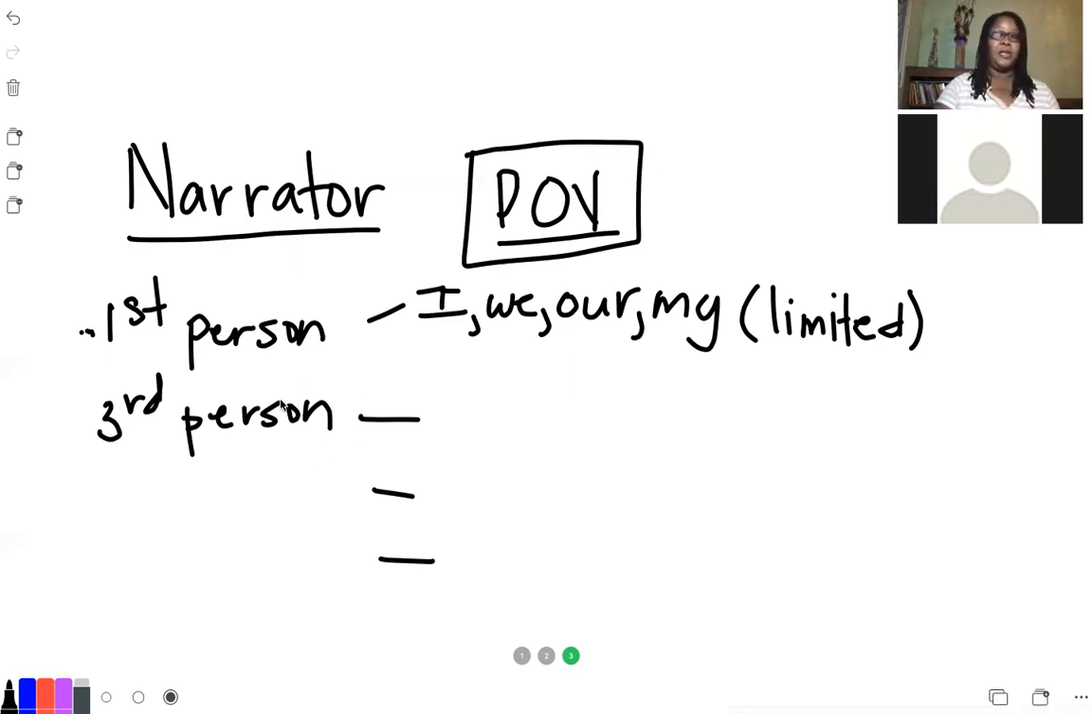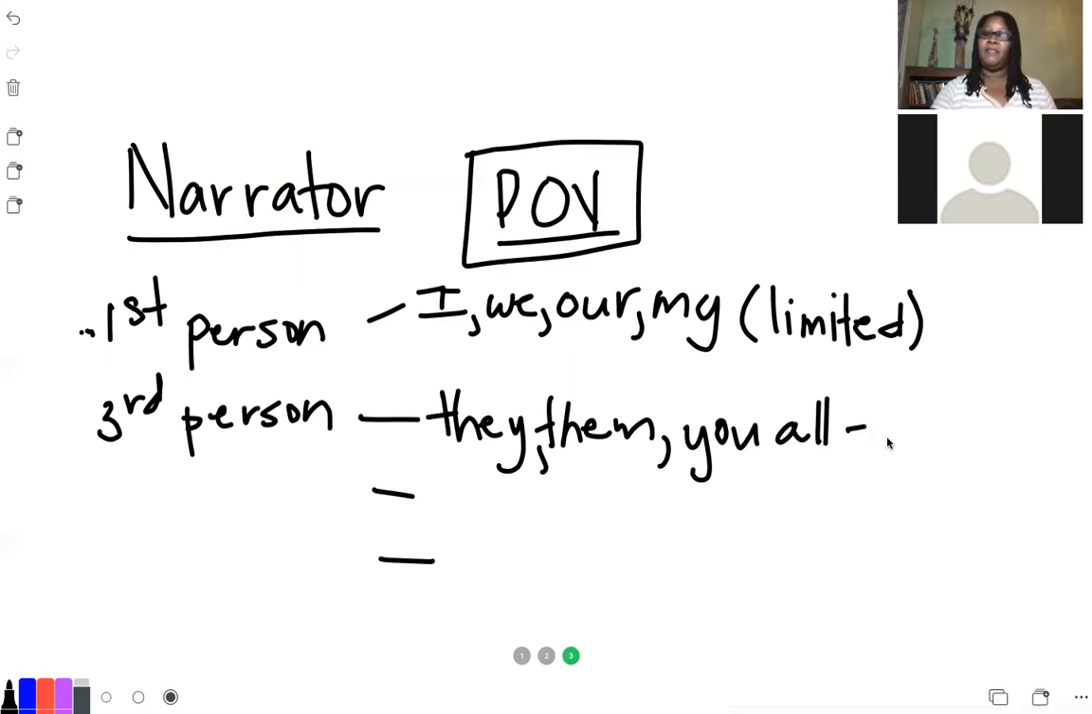Now, the third person narrator, this is where we get into the they, them, you all. And this is called the omniscient narrator. Omniscient means all knowing. So this is the narrator who basically has an edge over the first person because they know everything.